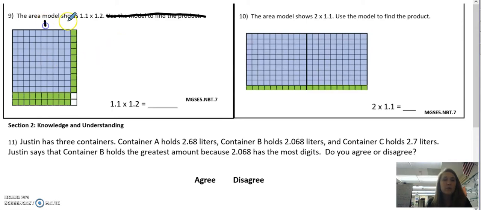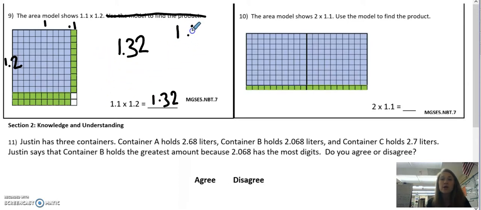Using the model, I see here 1 whole and 1/10. Down the side, I see 1 whole and 1 2/10. So there's my 1 whole and 1/10 times my 1 whole and 2/10. My answer can be found with what I see inside of the rectangle. Inside the rectangle, I see 1 whole, and I see 1, 2, 3/10, and I see 2/100. And so that tells me that the answer to 1 1/10 times 1 2/10 is 1 32/100. That's how I could use the model to find the answer.